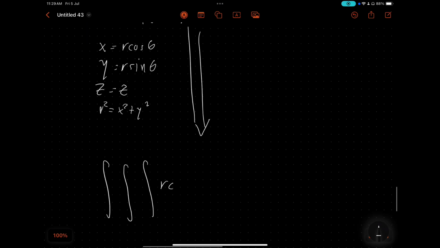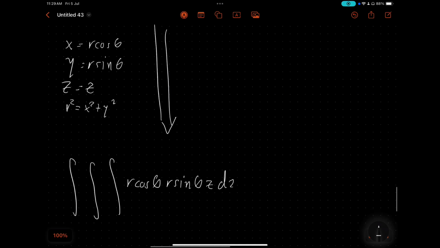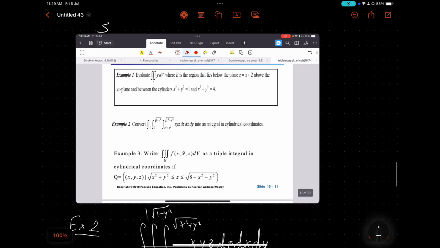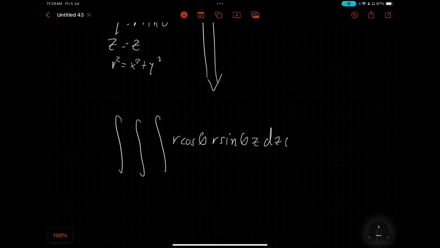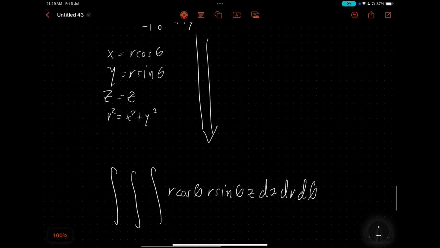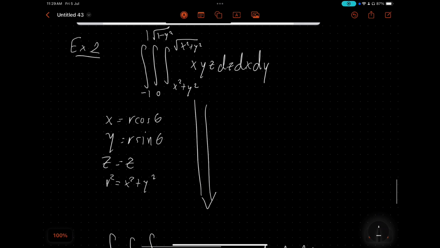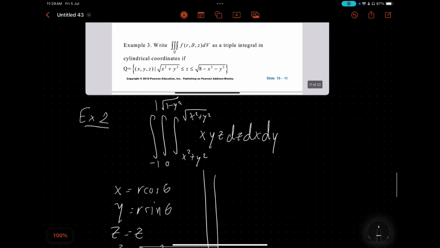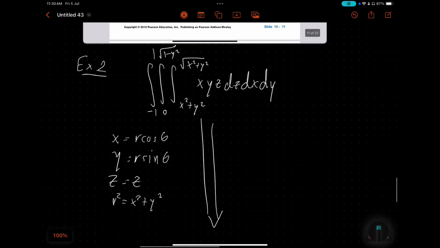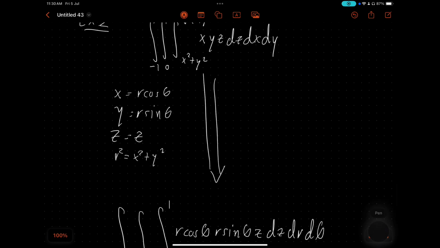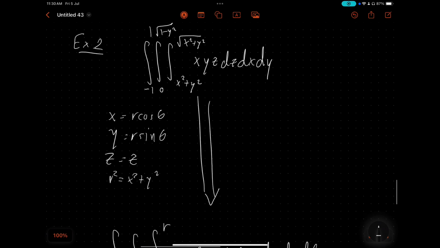So r cosine theta times r sine theta times z remains constant, so dz. As we'll see, we should start with z, and then go dr d theta or d theta dr, it's fine. So dz, say dr d theta. Now for the z, we just convert. We know that r squared equals x squared plus y squared, so for z we go from r squared to r, the square root of x squared plus y squared, which is r.